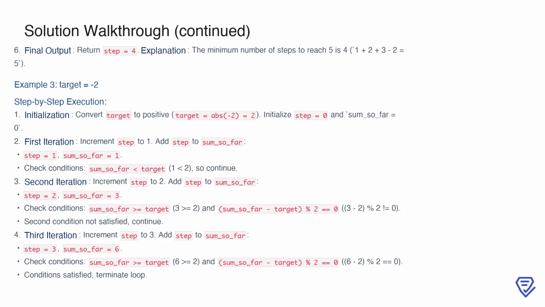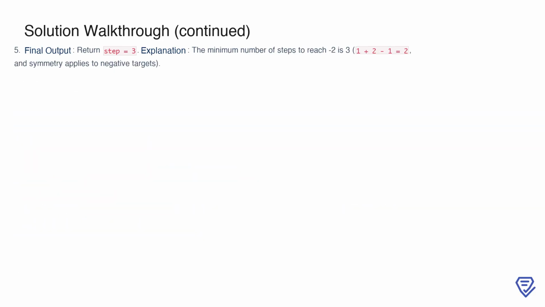continue. In the third iteration, we increment step to 3, increasing sum_so_far to 6. At this point, sum_so_far is greater than the target, and the difference between sum_so_far and the target, which is 4, is divisible by 2. With both conditions met, we terminate the loop. The minimum number of steps required to reach minus 2 is 3. The sequence of steps, 1 plus 2 minus 1, gives a sum of 2, and by symmetry, we can apply this to negative targets as well. This demonstrates that the algorithm effectively handles both positive and negative targets through the same process, with the only adjustment being the use of the absolute value for initialization.